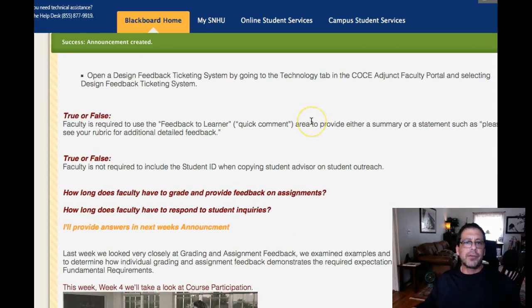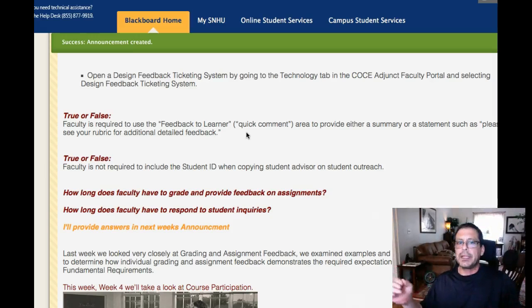True or false, faculty is required to use the feedback to learner quick comment area to provide either a summary or statement, such as please see rubric for attached detailed feedback. And that's true. The reason behind that, guys, and a couple of instructors asked me about that this week, is that students don't always just automatically click the rubric open. And sometimes if there's nothing there indicating that there's information in that rubric, it may further facilitate that phenomenon where they don't open the links to read the individual comments. So it's really a good idea to let them know that comments are in there, or provide your feedback right within that feedback to learner area.